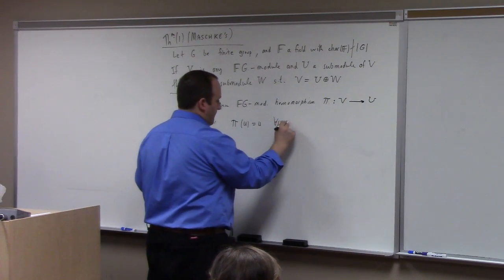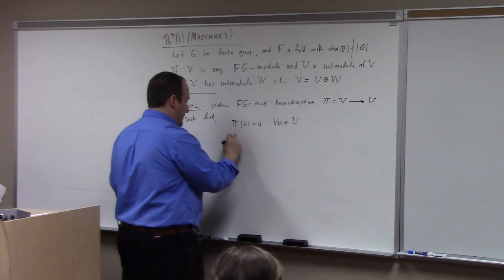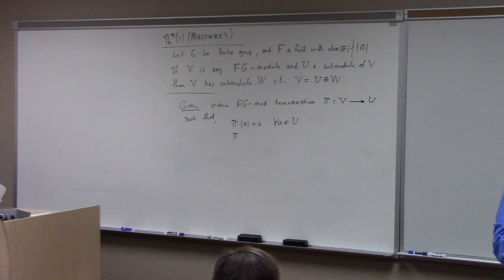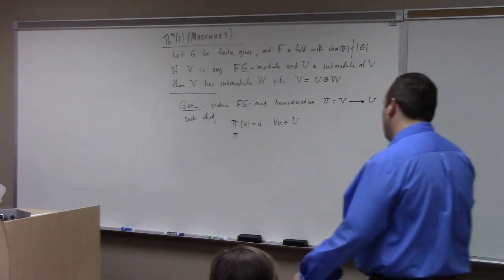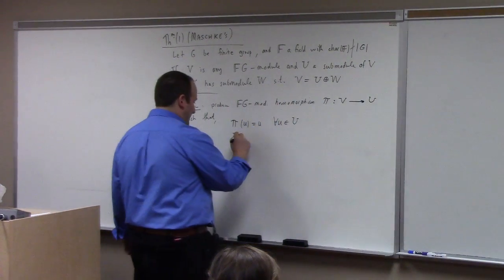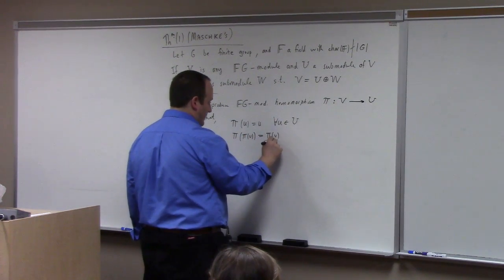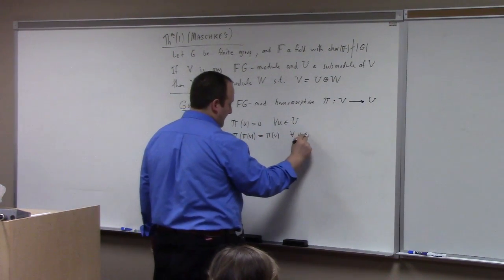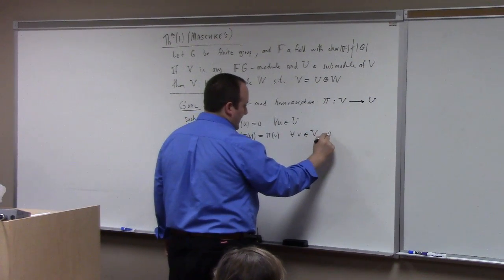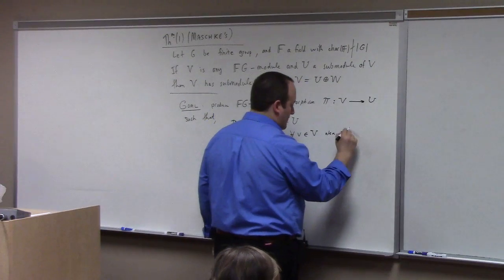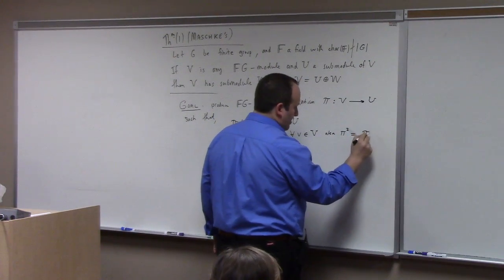And we also want that pi of pi of V is pi of V for all V in V, also known as pi squared equals pi.